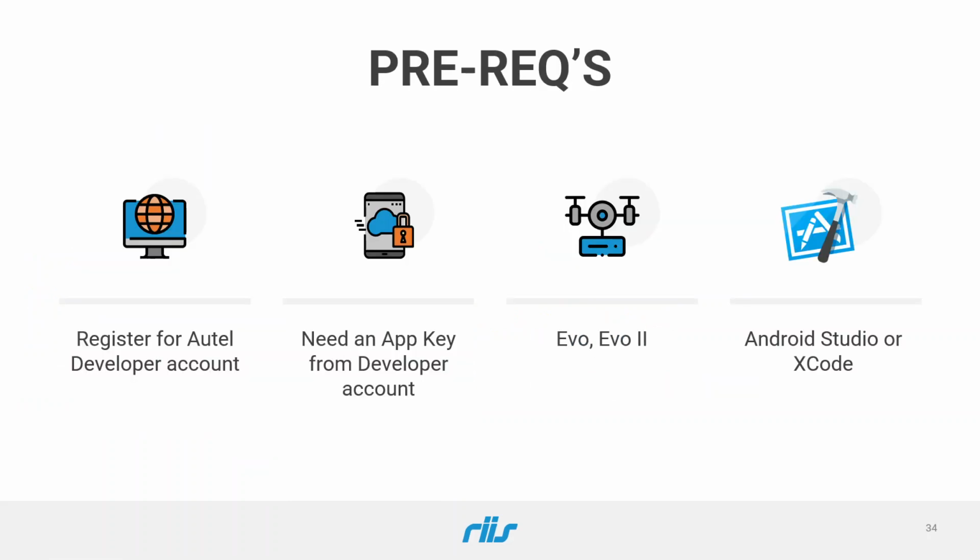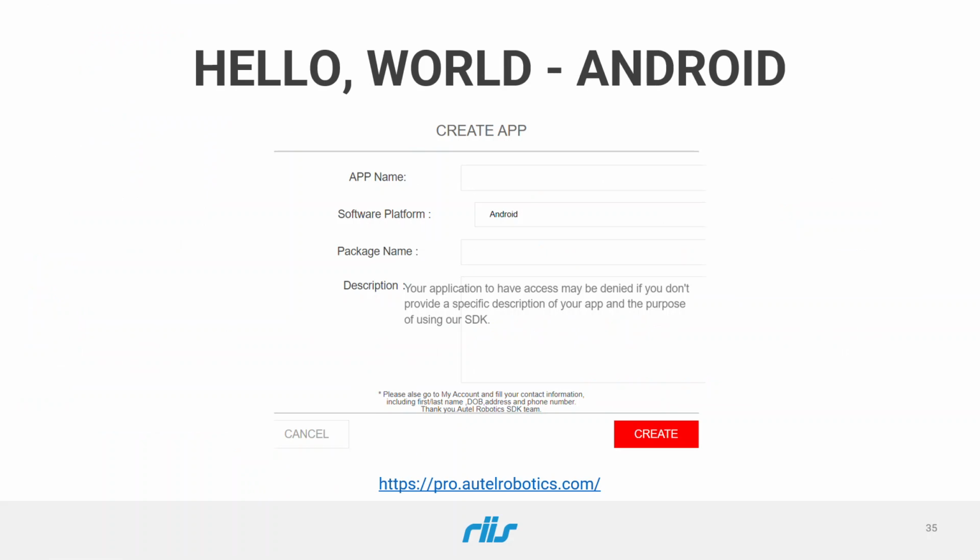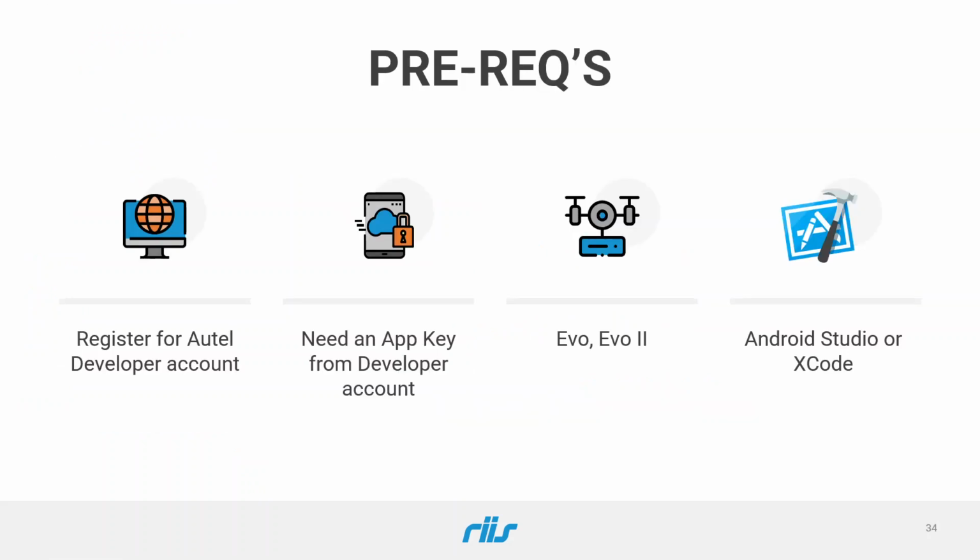So you have to register for an Autel developer account. You need to get an app key from the developer account to be able to create your app. Back in the day, you basically would fill this in and then hope that you get an answer. It's actually working now. People are coming back. We got an API key for our cattle counter app, which I was very happy about. So we did that with the Evo. And then you're going to do your coding in Android Studio or Xcode.